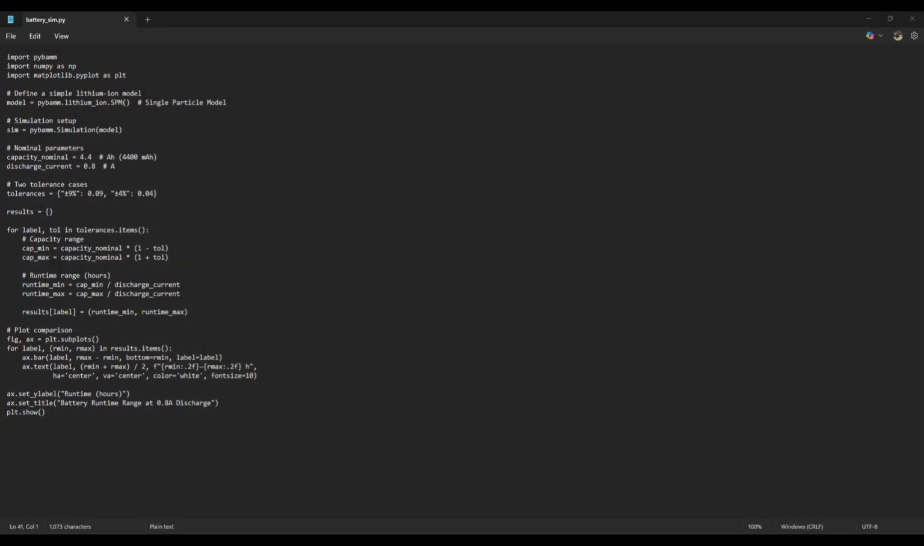challenges. The second image I'm going to show you is about battery sim pi. So this is my code. PyBaMM is what I use to run the simulations for these codes and run times. So this is all perfect for me.